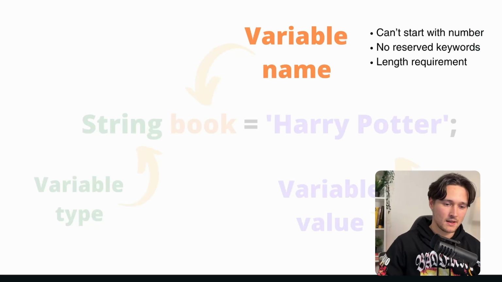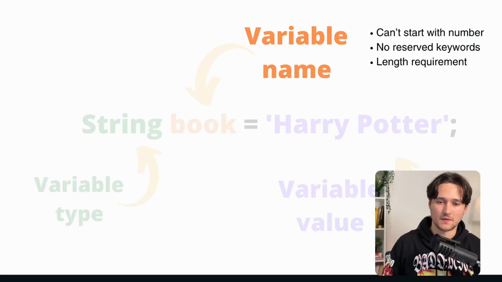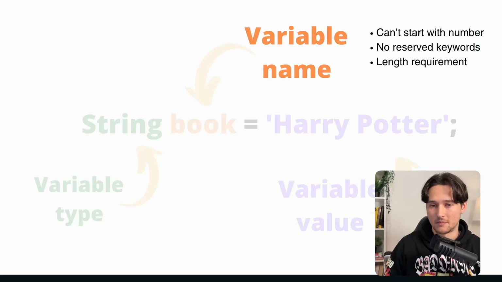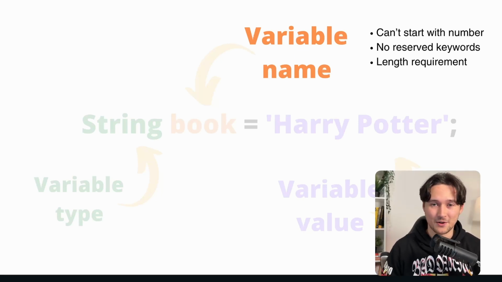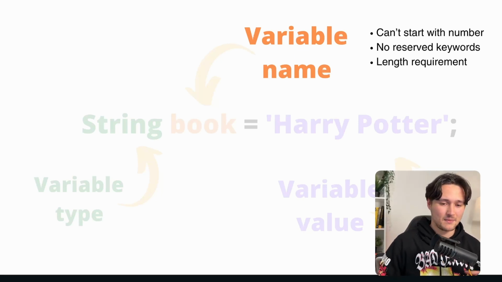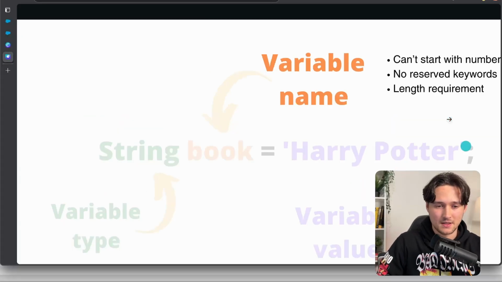Variable name. There are a couple of requirements that you need to follow for the variable name. It cannot start with a number. It cannot be any reserved words. So for example, you cannot say string. You cannot name your variable string because it's already reserved for a type. And there's, I think, a 255 character limit for the variable name, which is quite long, so you will never run into the issue that you don't have enough characters to name your variable. There are also a couple of different things that you cannot do there.